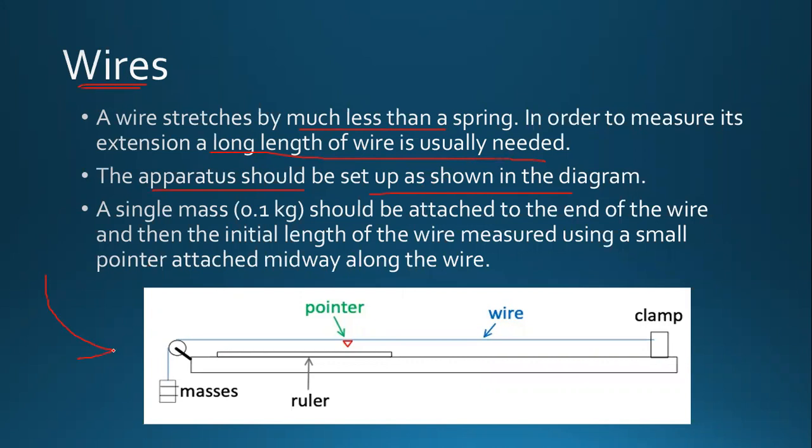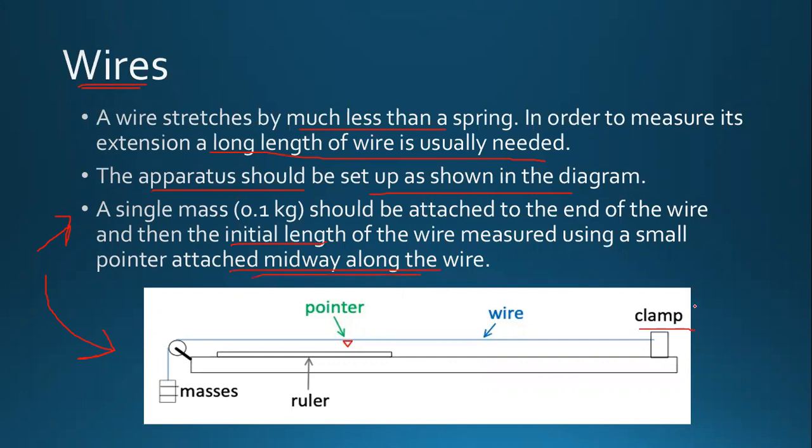अब diagram में इस तरह के apparatus होते हैं if we want to measure a wire. Spring का apparatus is different, wire का apparatus अलग होता है, उसके अंदर हम एक pulley और mass वगैरह भी use करते हैं. Again, a single mass 0.1 kg should be attached to the end of the wire, and then the initial length of the wire measured using a small pointer attached midway along the wire must be used.